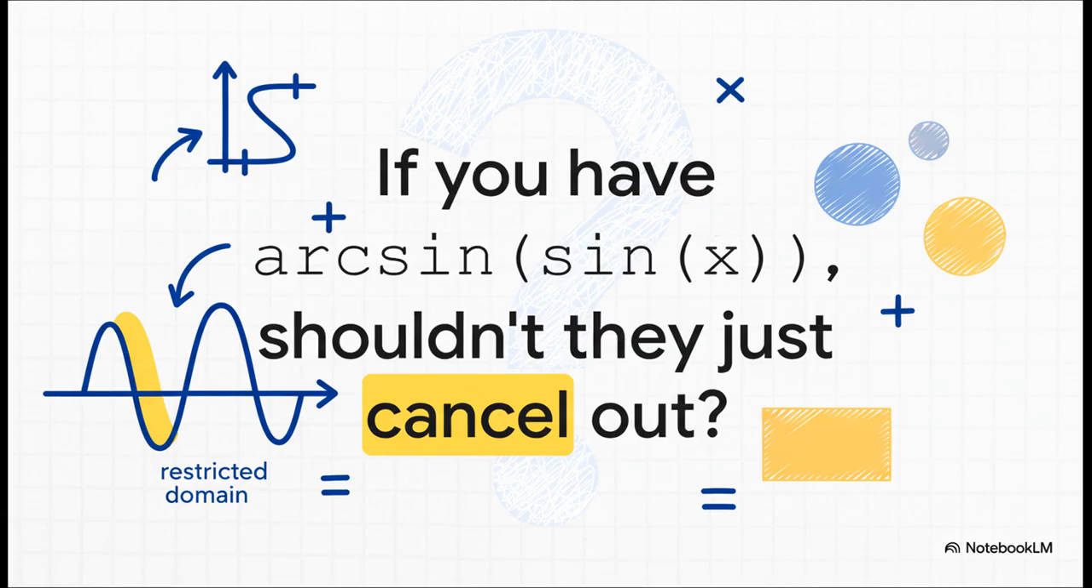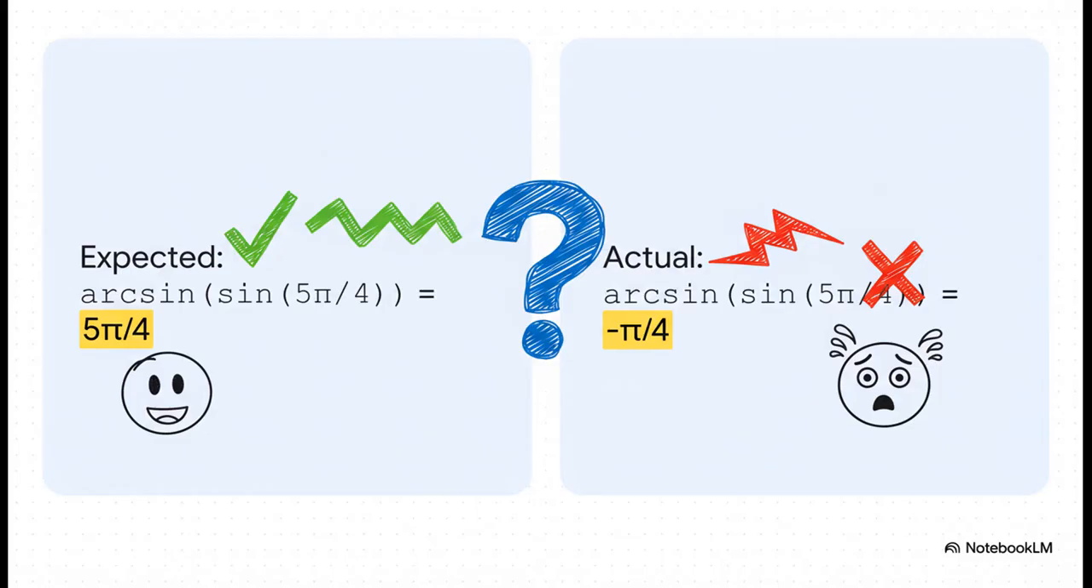You've got a function and its inverse function sitting right next to each other. One should just undo the other, leaving you with plain old x. It's like one of the first things we learn about inverse functions. But what happens when you actually put it to the test? Yeah, this is what you get.